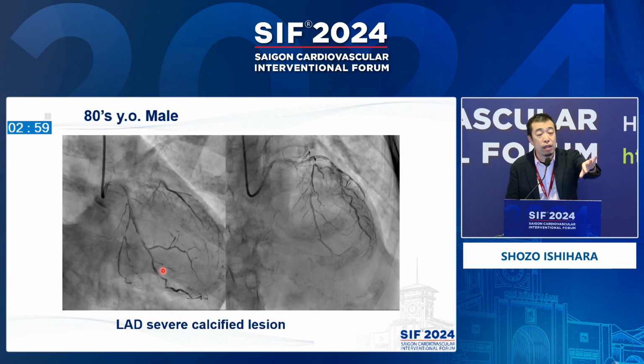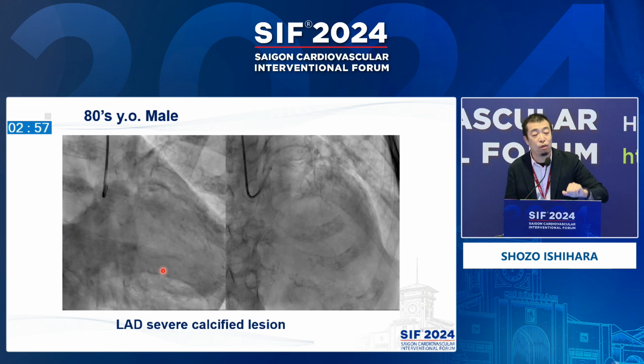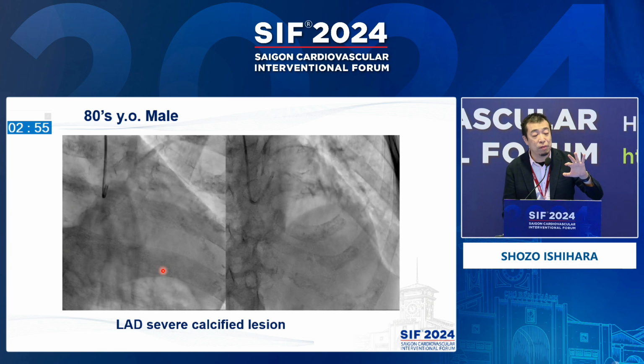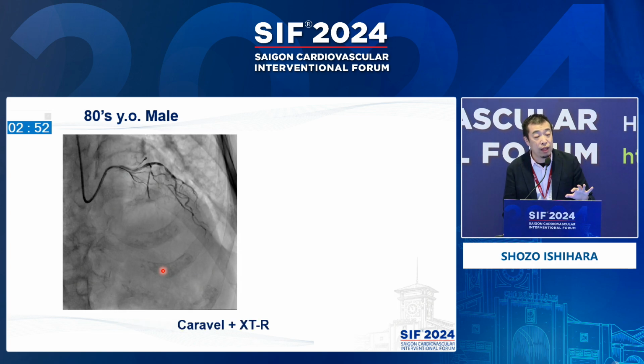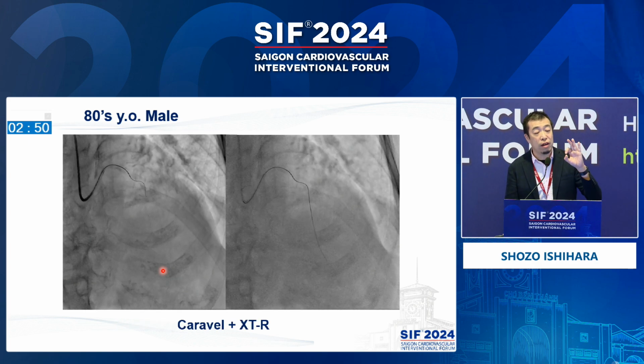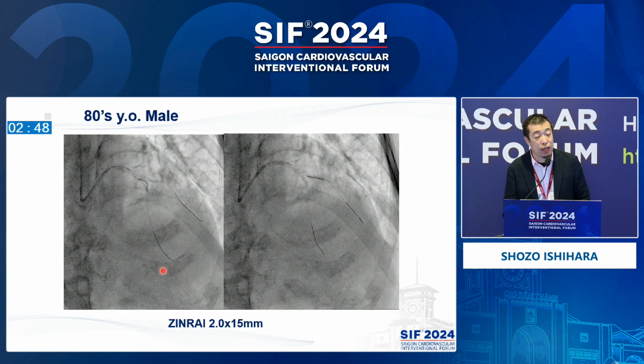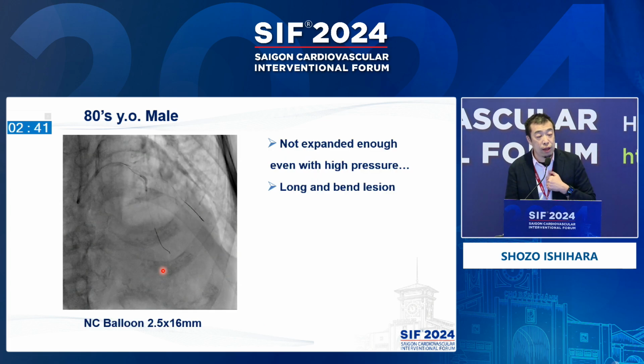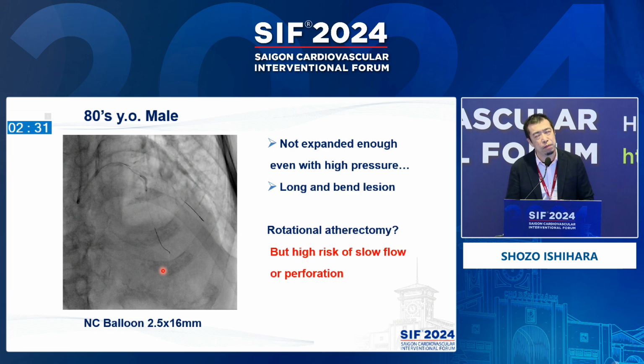We can see a subtotal occlusion of the proximal LAD and the severe calcified lesion. And then XTR and Caravel microcatheter was passed, and I opened up the LAD and diagonal branch, both with small balloons, and then after high pressure balloon, even with high pressure, the balloon is not expanded well like this. With a long and bend lesion, if I perform the rotablator, it might be a very high risk of perforation.